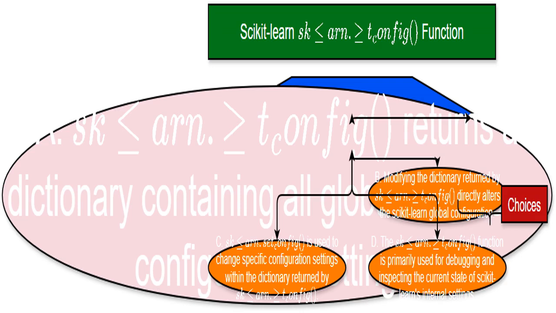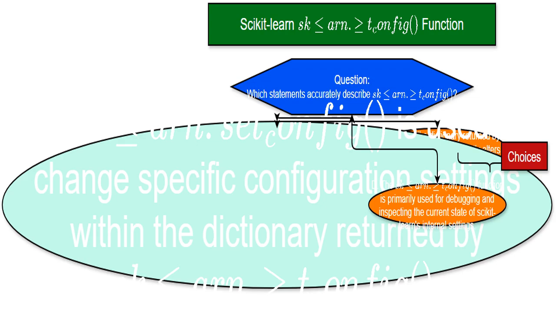get_config hands you a dictionary, a structured list of key value pairs, holding all of scikit-learn's global configuration settings. It's like a comprehensive report. To actually change scikit-learn settings, you don't fiddle with the dictionary that get_config gives you. Instead, use set_config. It lets you modify settings directly by specifying which settings you want to change.